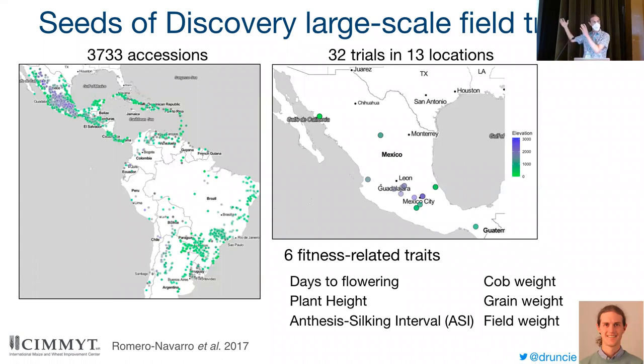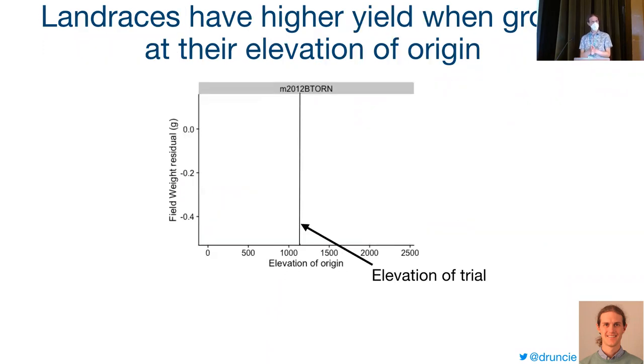The original experiment here was presented several years ago by Romero Navarro et al., but I'm going to expand on that analysis in a few ways. The first analysis is that we started by asking the simple question: is there any evidence in this data set for local adaptation to environmental or climate factors?